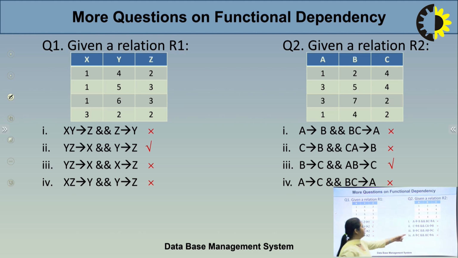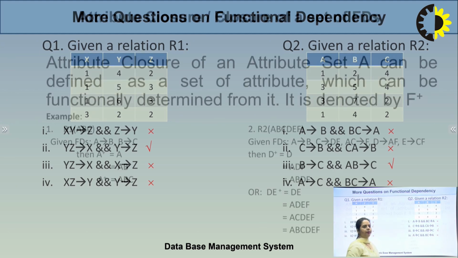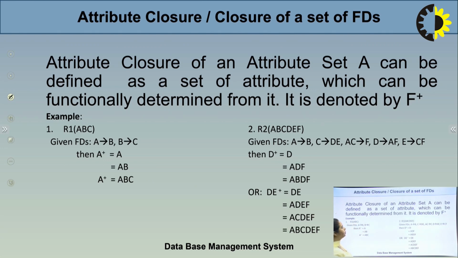Okay, so here the 3rd will be the valid functional dependency, and here the 2nd will be the valid functional dependency. You can practice more questions to clear the concept of functional dependency. Now, next is attribute closure, or closure set of attributes.